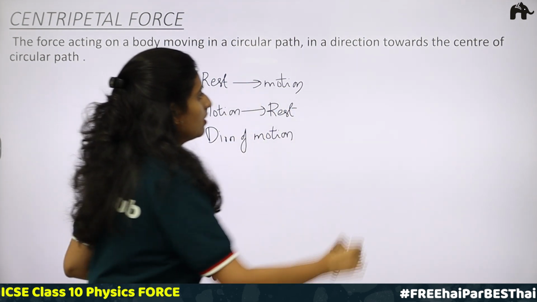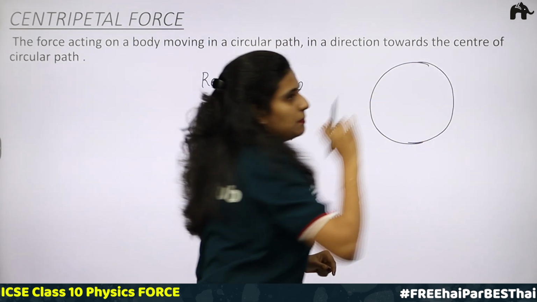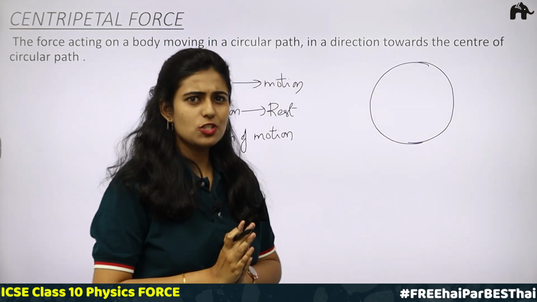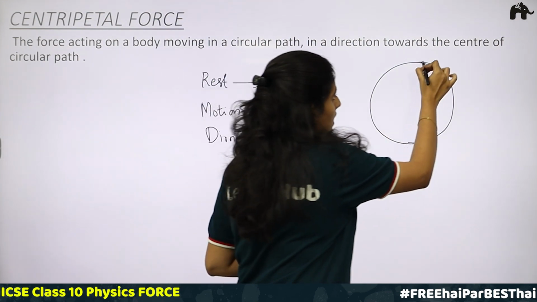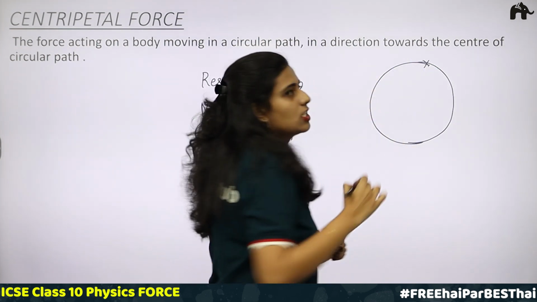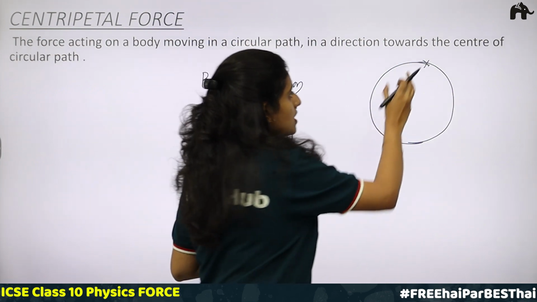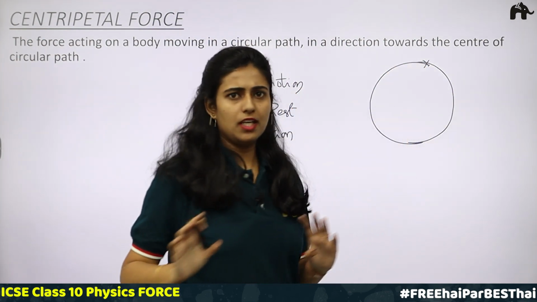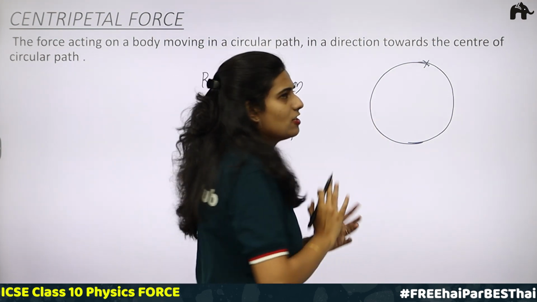Okay. Now, when a body is moving in a circular path, there should be some force to change the direction of motion. If a body is here, there should be some force which is changing its direction of motion. Speed is same. We know that it is in a uniform circular motion, then the speed will be remaining same. Velocity is different. How is this difference in velocity brought?